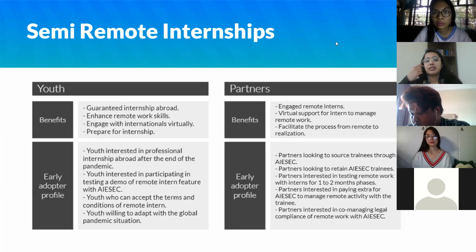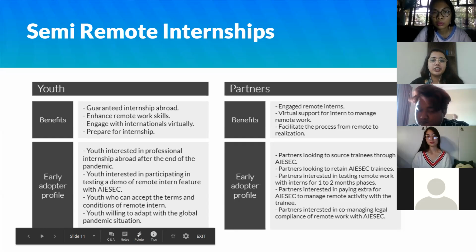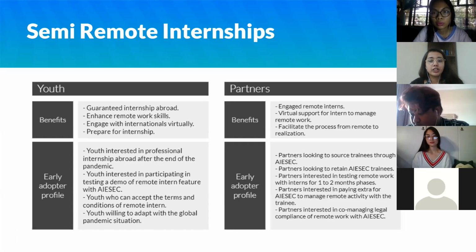And then obviously prepare for actual physical internship is something that comes with the semi-remote feature. And in the same way, the partners have certain benefits as well. They would have remote interns to engage, they'd have virtual support for interns to manage the remote work, and then they'll facilitate the process from it being a remote internship to a physical internship as well.